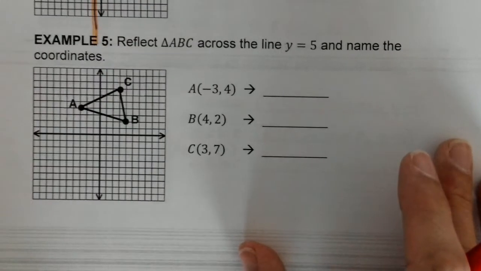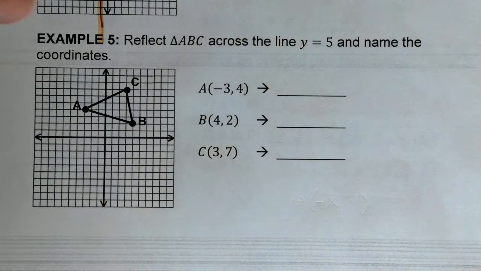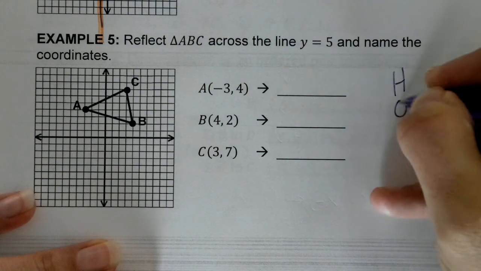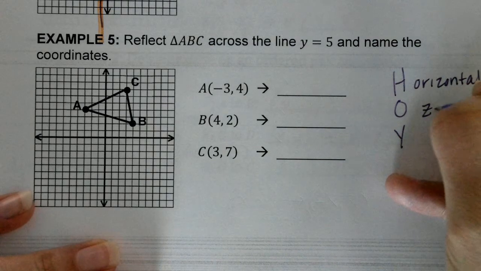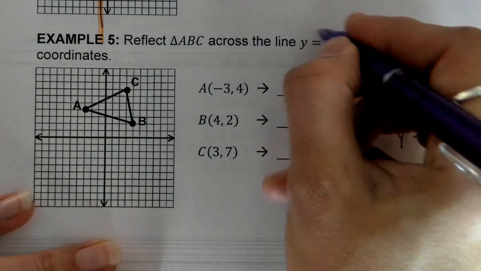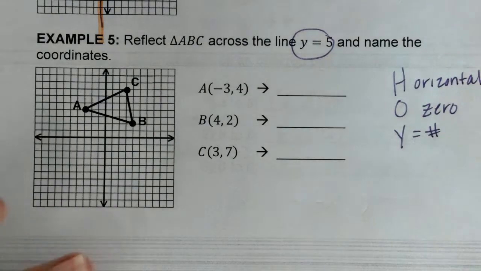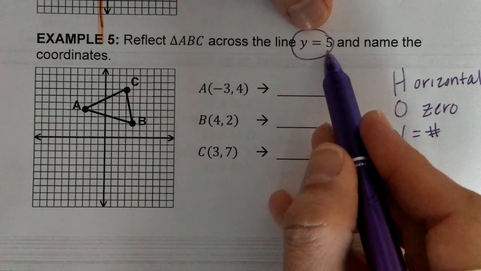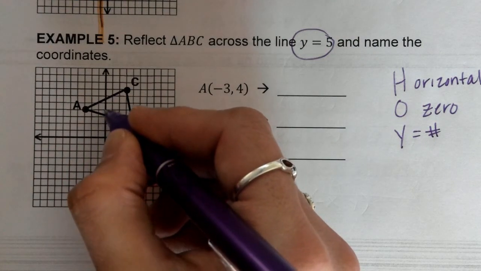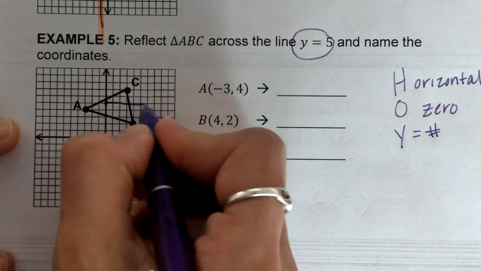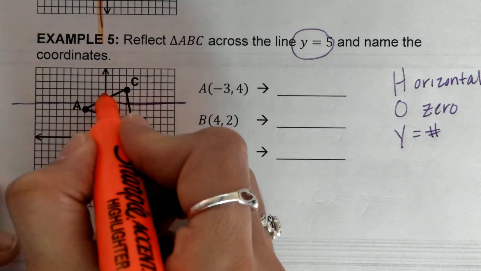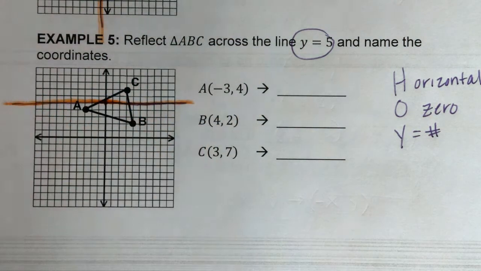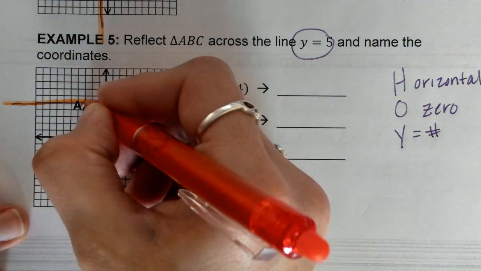Now with example number 5, you have y equals a number. This is where we're going to remember HOY. If you have a horizontal line, you have a 0 slope, and y is going to equal a number. So we're going to have a horizontal line here. We're going to go where y equals positive 5, so on our y-axis, 1, 2, 3, 4, 5. This is the line of reflection right here. I always like to extend it a little bit. It's always a good idea to get that highlighted so we can see where we need to stop counting and start over again.